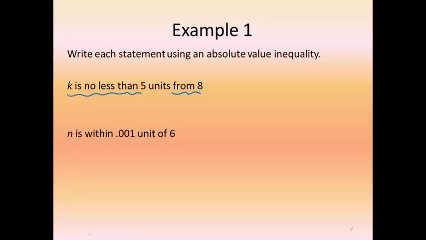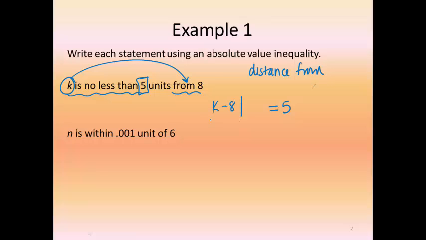So we have to go back to our definition of absolute value, and that is the distance from a number. We want to go with the distance from. Okay? So K is no less than 5. So we talk about the distance being 5. The distance is 5. That means that this is going to be equal to 5. Okay? And I want K is being separated from 8. How far is K from 8? K is from 8. So it's K minus 8. That's the absolute value piece.